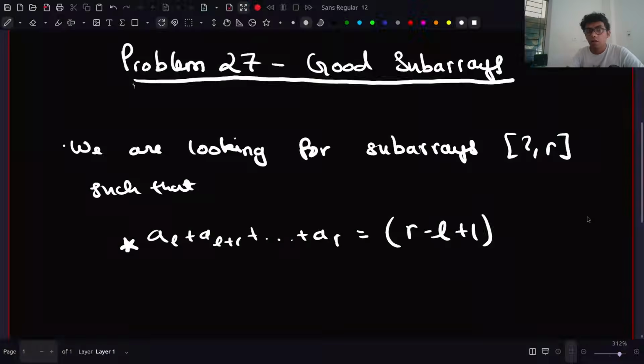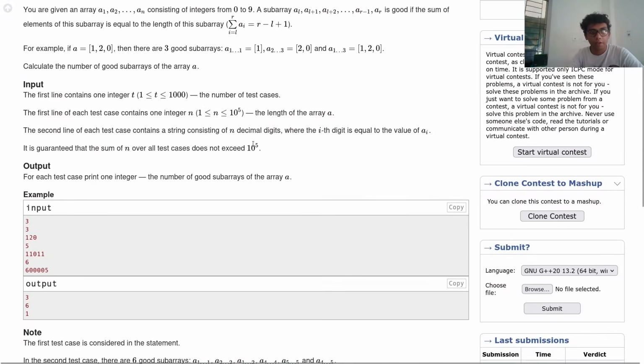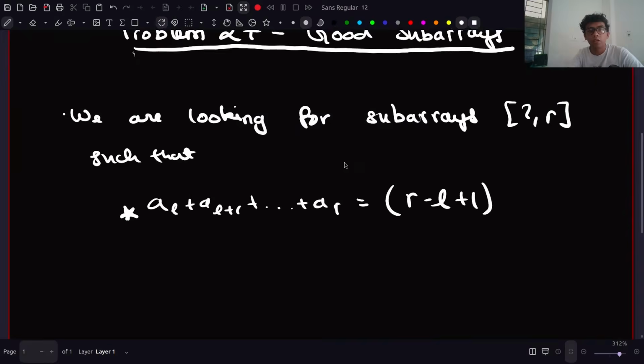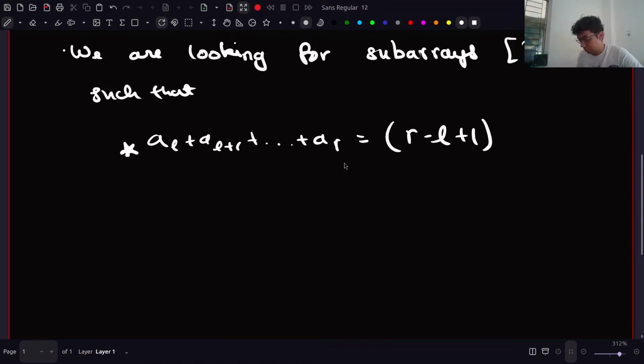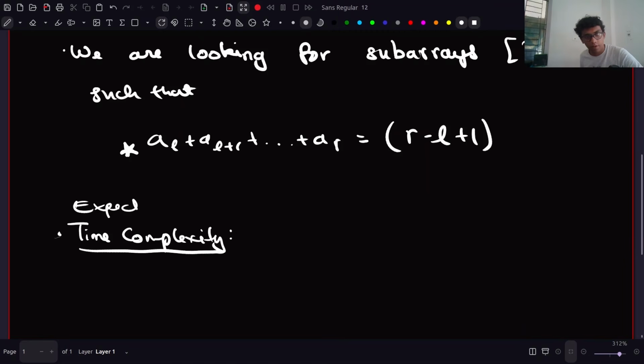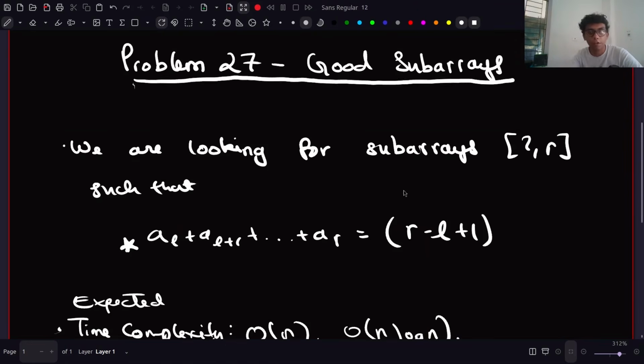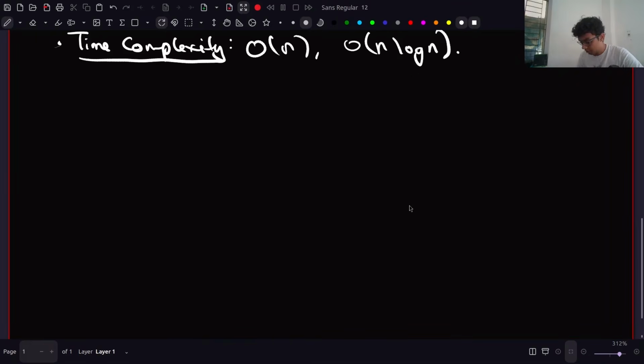And what is the time complexity expected? N goes up to 10 to the power 5 and sum of n over all test cases does not exceed 10 to the power 5, right? So the expected time complexity is like big O of n or n log n. Or n root n is also possible, but let's see. The expected time complexity is either big O of n or big O of n log n preferred for this problem. Okay, so now that we have done a preliminary analysis, let's jump right into the problem.